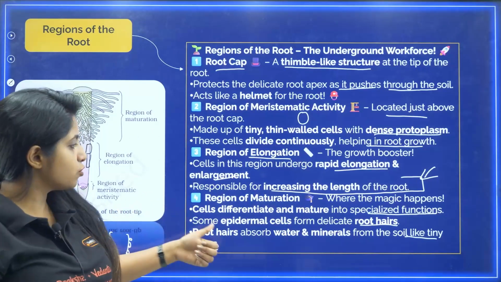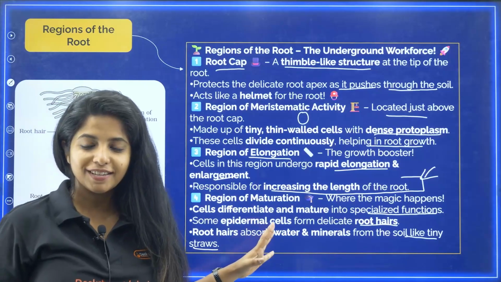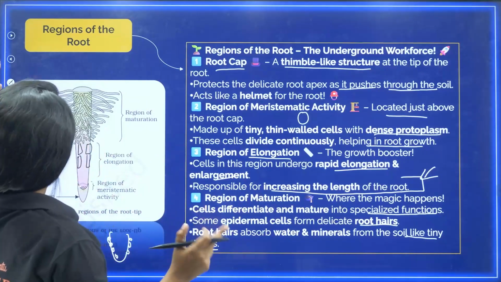So root hairs absorb what? Water and minerals from the soil like tiny straws. So these are the regions of the root.